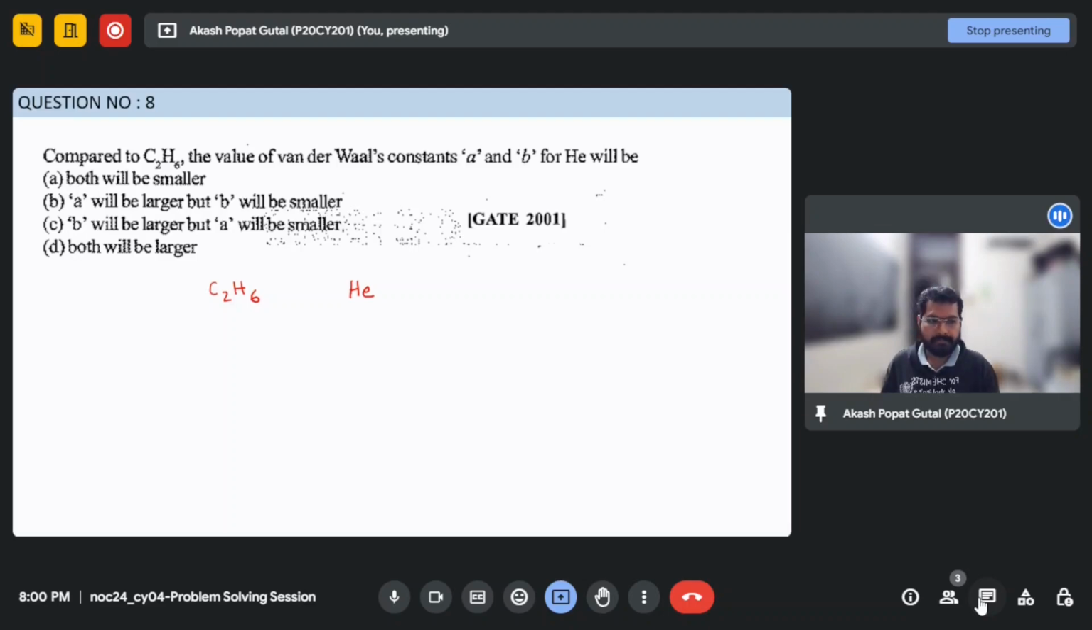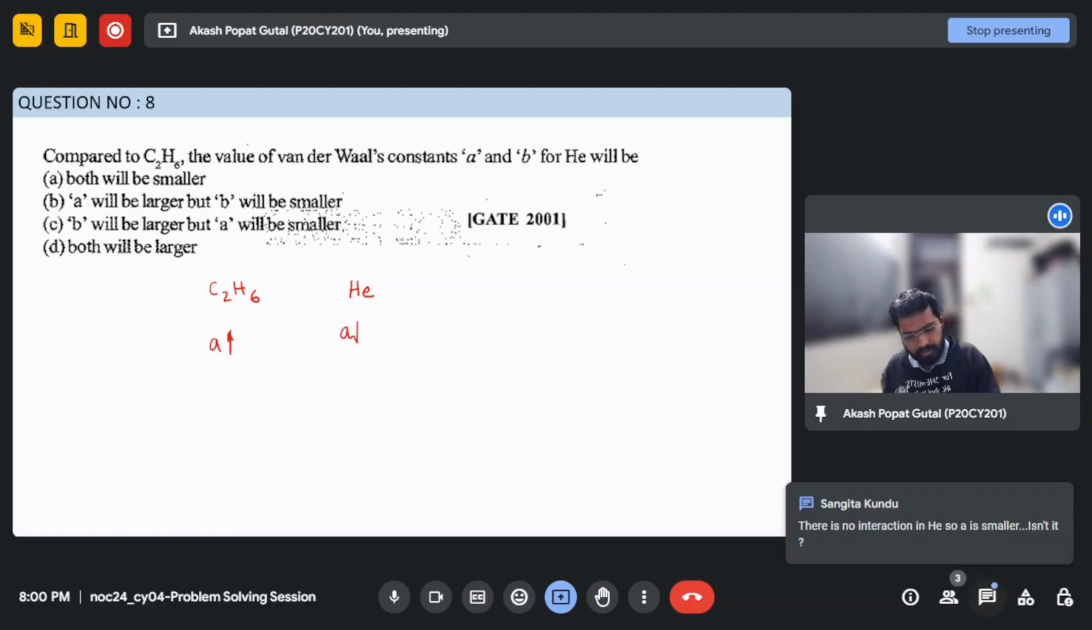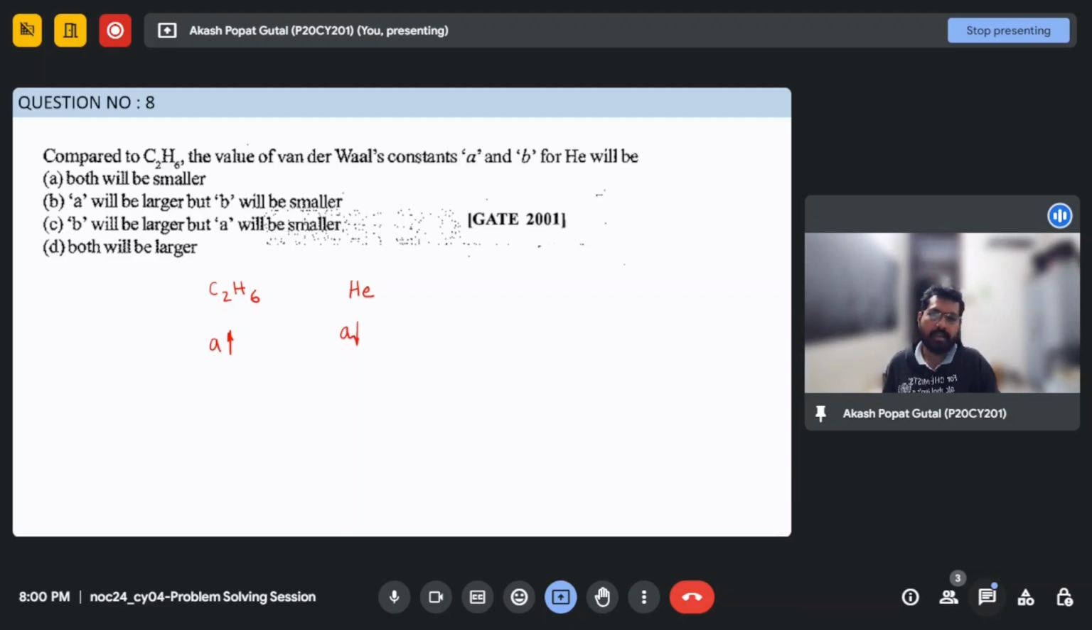And in case of A, the interaction between the molecules is more in C2H6 than in helium. Because of that, the A value must be higher for C2H6, and the A value must be lower for helium. Yes, there is no interaction in helium. A must be smaller.